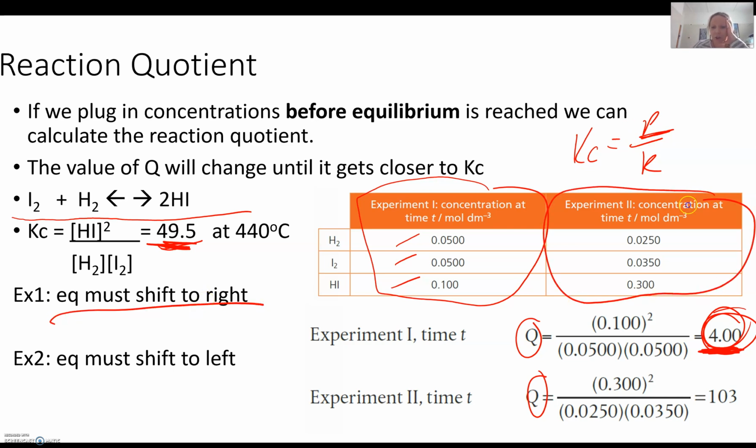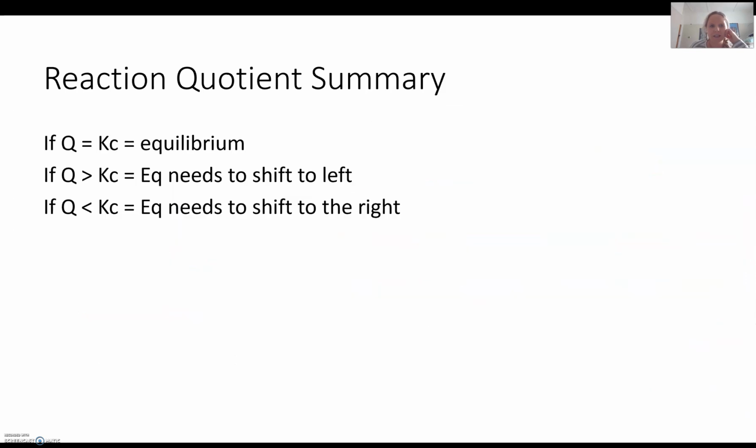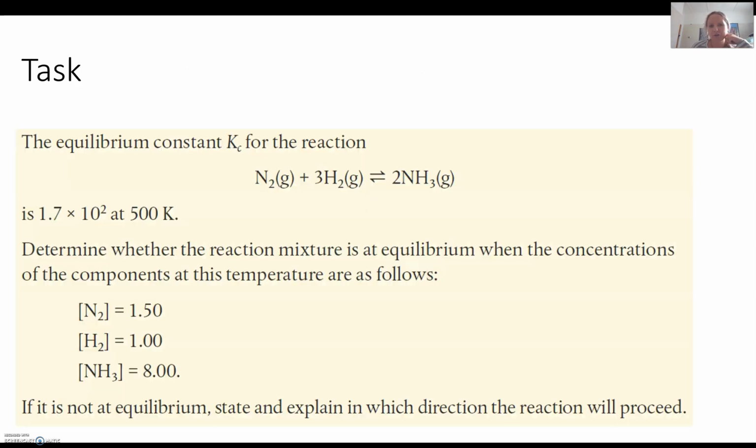If we look at experiment 2, here are the values. If we plug them in, we get a Kc of 103. This is massive and way bigger than our Kc here, which means that in order to get to equilibrium and have a Kc of 49.5, our equilibrium needs to shift to the left, and we need to have more reactants to bring that value down. Hopefully that makes sense. If your Q equals your Kc, it's at equilibrium. If Q is greater than Kc, it always needs to shift to the left. And if Kc is greater than Q, it always needs to shift to the right.